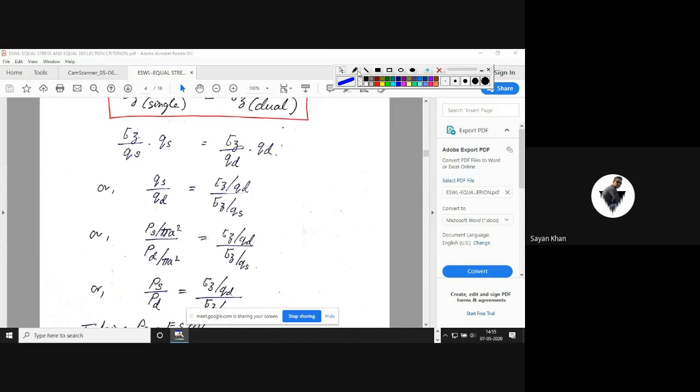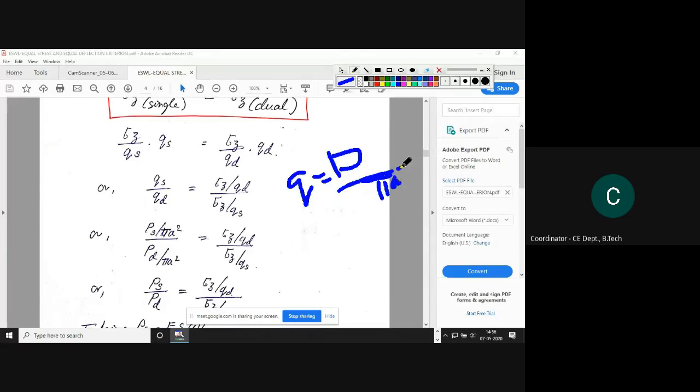Yes, I understood. Now see, now qs is what? Q is your load per unit area. Right, load per unit area. Load as ps and for qd I am writing pd. So ps by pi r square, r is your radius a. Okay. Same here. Now we will cut this. We'll cut this. We will get what? ps by pd is equal to this value. Okay. Now see, ps by pd is this value.